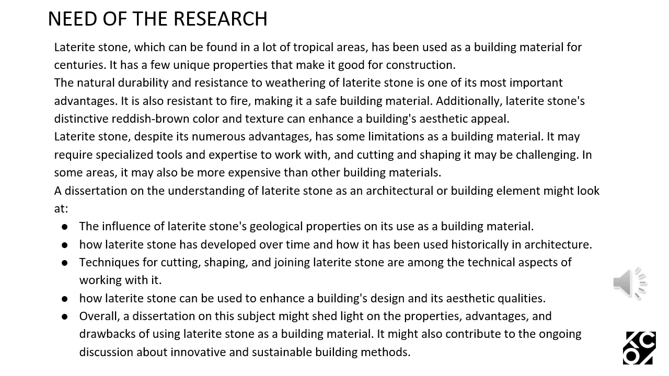Need of the research. Laterite stone, which can be found in a lot of tropical areas, has been used as a building material for centuries. It has a few unique properties that make it good for construction. The natural durability and resistance to weathering of laterite stone is one of its most important advantages. It is also resistant to fire, making it a safe building material. Additionally, laterite stone's distinctive reddish brown color and texture can enhance a building's aesthetic appeal.